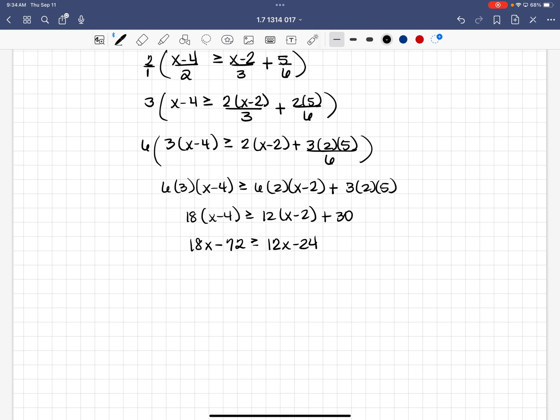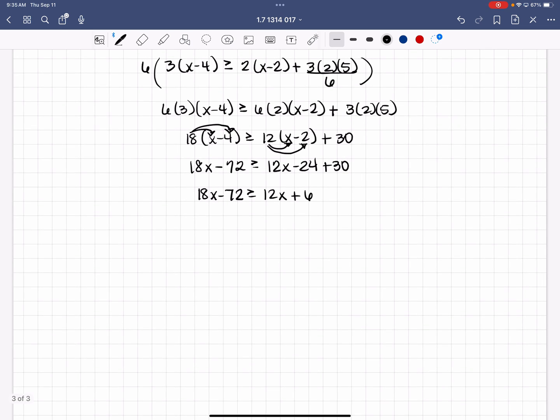Where did you get 72? 18 times 4. Okay. And then I've got 12 times x and 12 times negative 2, then plus 30. Okay? Let's combine it a little more. 18x minus 72 is greater than or equal to 12x plus 6, because negative 24 plus 30 is plus 6.